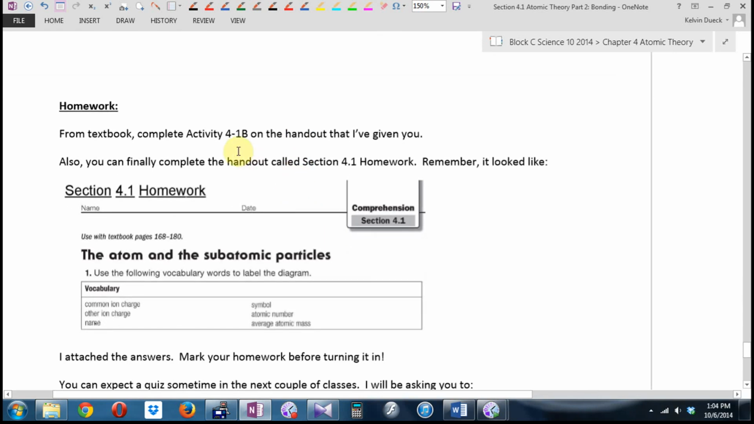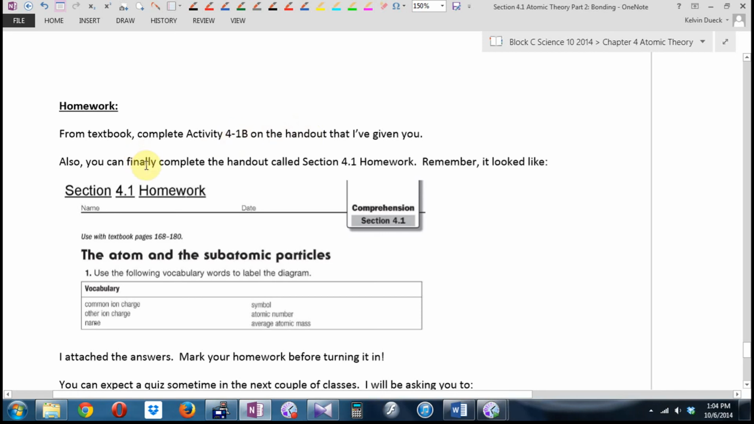Your homework for next week, Wednesday, keeping in mind I'm going to be giving you a little bit more this Wednesday, which means you can spread it out over Thanksgiving or not. I don't like giving homework over a long weekend, but I'm kind of stuck with it. I wrote from the textbook, complete Activity 4-1B on the handout that I've given you. Oh, I'm going to give you a handout in a second.